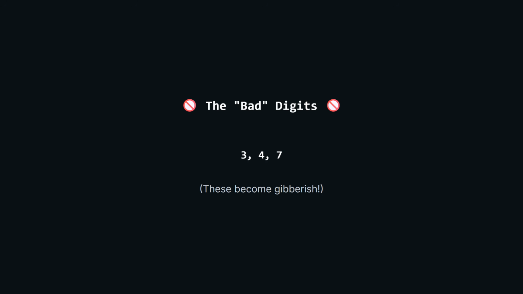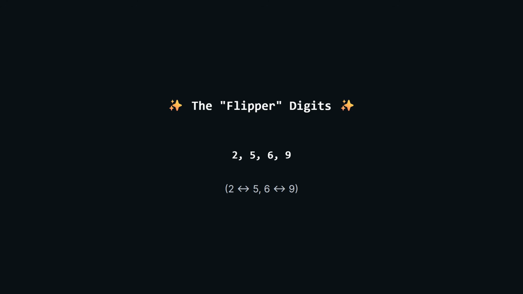To solve this, let's categorize our digits. First, we have the bad digits, 3, 4, and 7. If you flip these upside down, they don't look like numbers anymore, so any number containing these is instantly ruined. Next, we have our neutral digits, 0, 1, and 8. If you flip these, they look identical to how they started. Finally, the magic digits, the flippers, 2 turns into 5, and 6 turns into 9. These are crucial because they ensure the number actually changes.